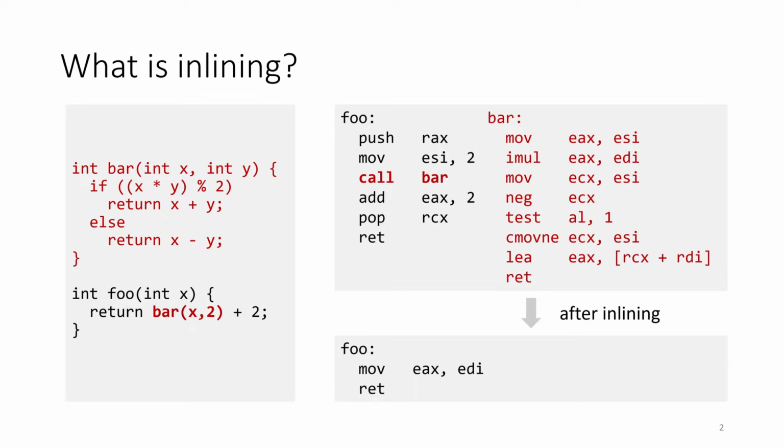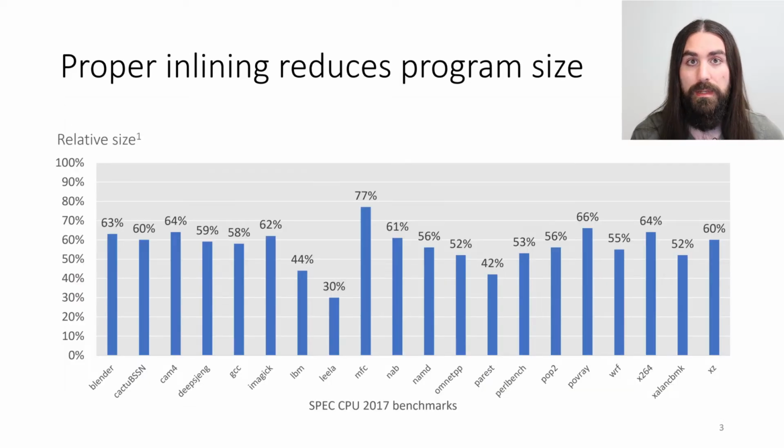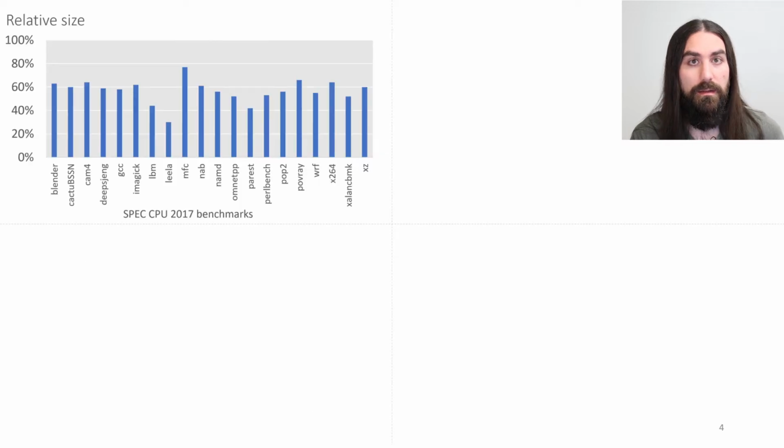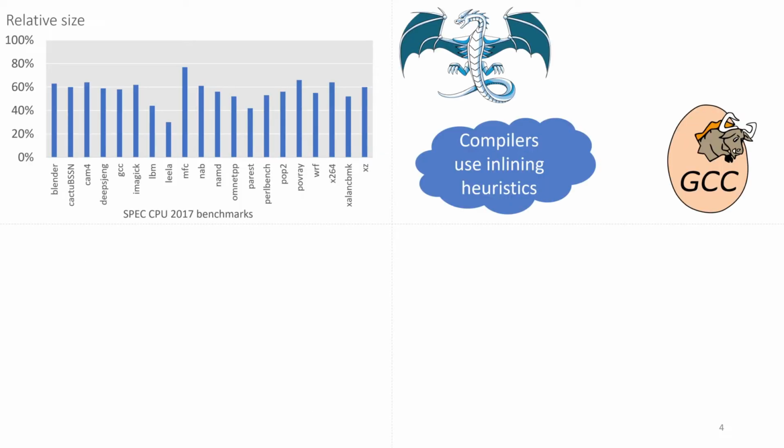However, care must be taken when deciding what and when to inline, because excessive inlining can result in binary size blowup and performance degradation. However, with proper inlining decisions, binary size can be drastically reduced. In the case of SPEC, we can observe an up to 3x improvement. In this paper, we focus on inlining for program size, an important optimization target, as a first step to studying optimal inlining. Clearly, inlining is a very important transformation, and modern compilers use heuristics to decide what and when to inline.